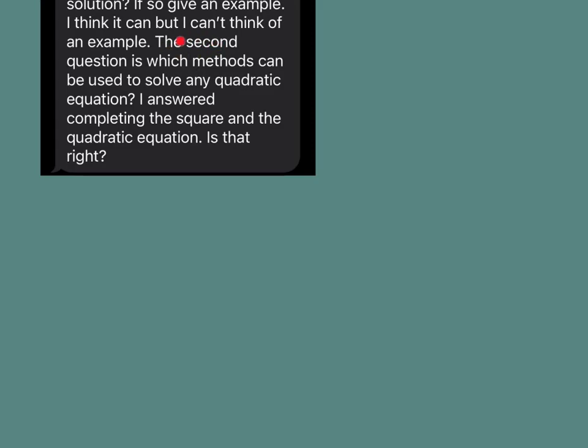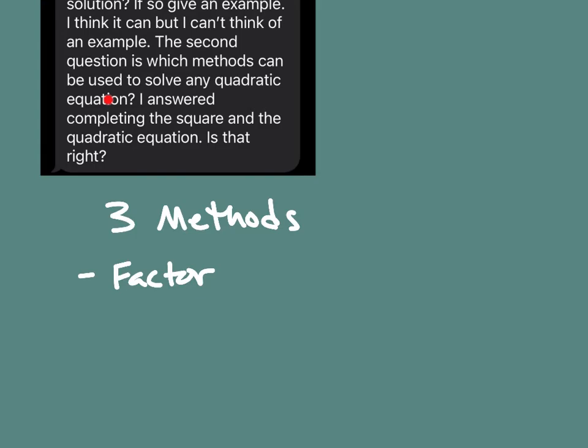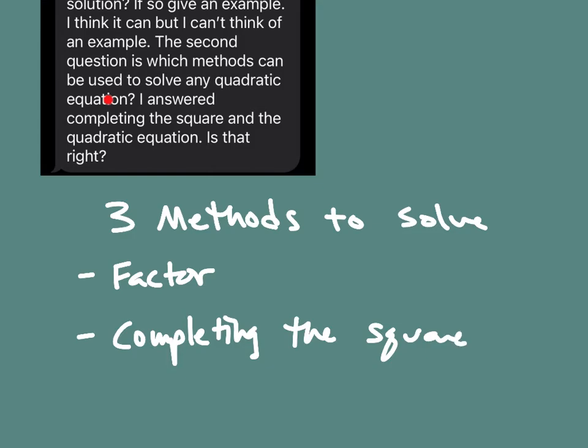Looking at the second question that you asked, which methods can be used to solve any quadratic equation. I answered completing the square and the quadratic formula. Is that right? Yes, you are correct. You actually have three methods. The first one you always check is whether you can factor, and that's what I just did in those examples. So three methods to solve quadratics are factoring, completing the square, and finally, the quadratic formula.